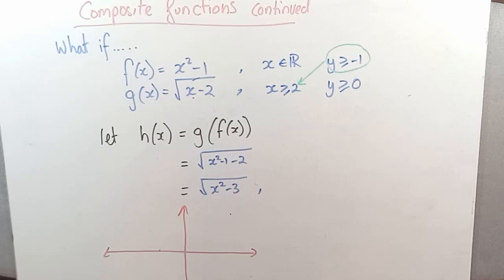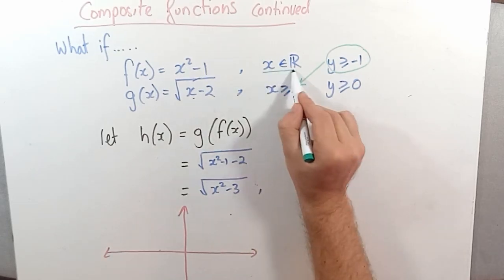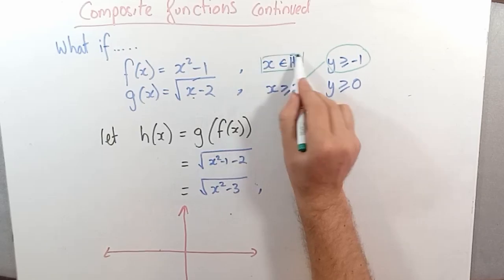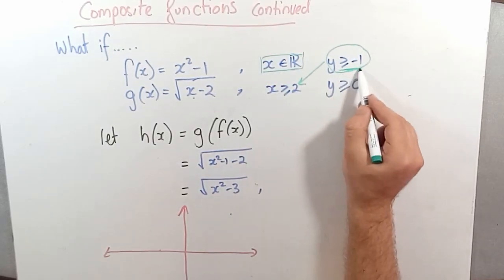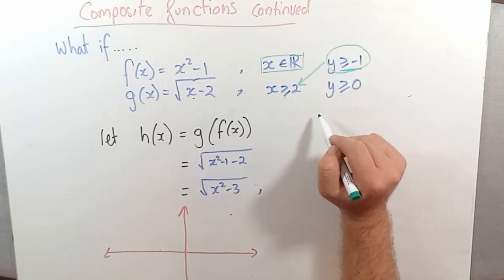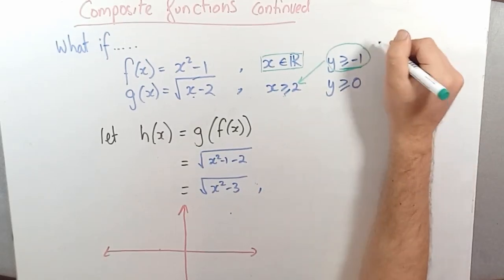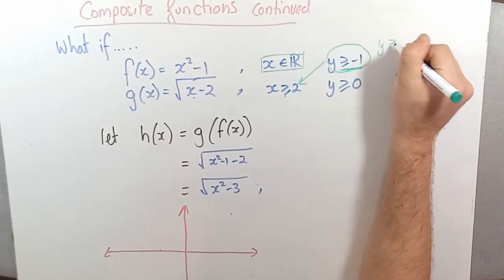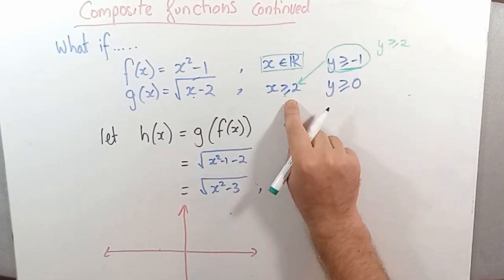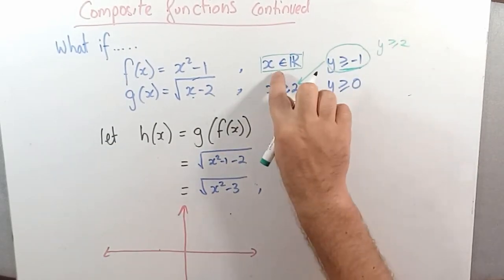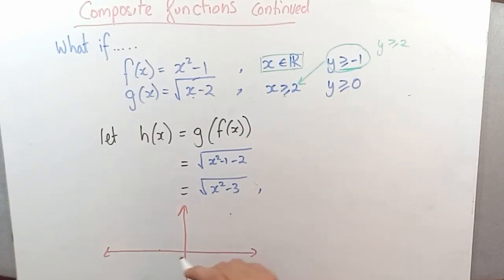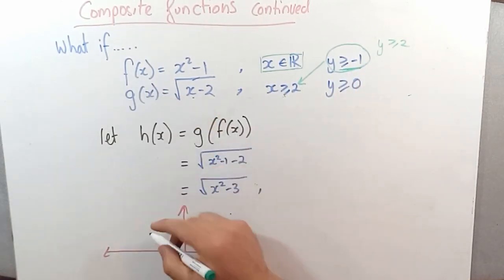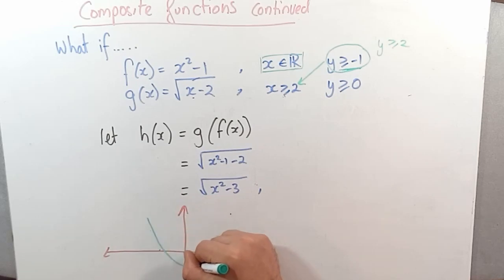So can I restrict the domain of f of x in order to make sure that the range here will fit inside here? What I want is for this range to be greater than or equal to 2, so that it fits inside here. What do I have to change this domain to in order to get that to happen? What I do is draw my graph of f of x, the inside function. So draw it out.